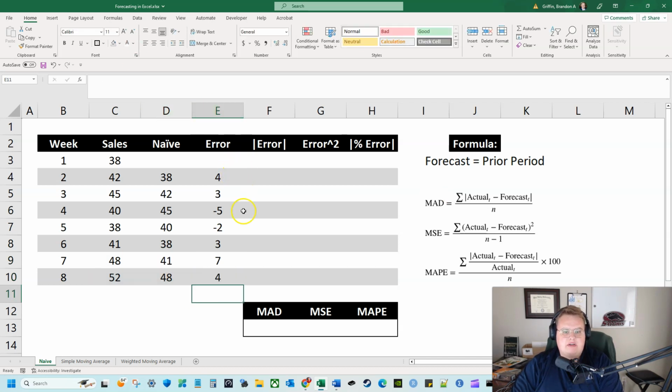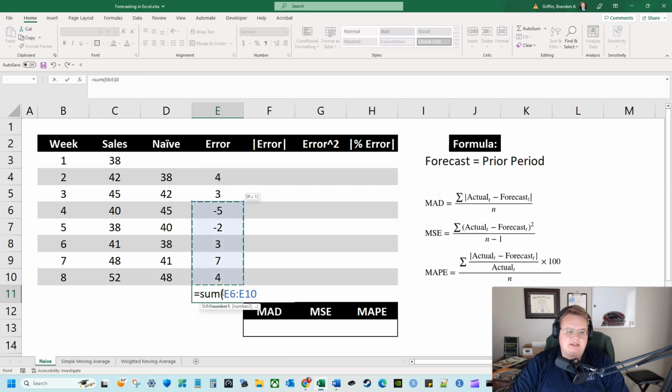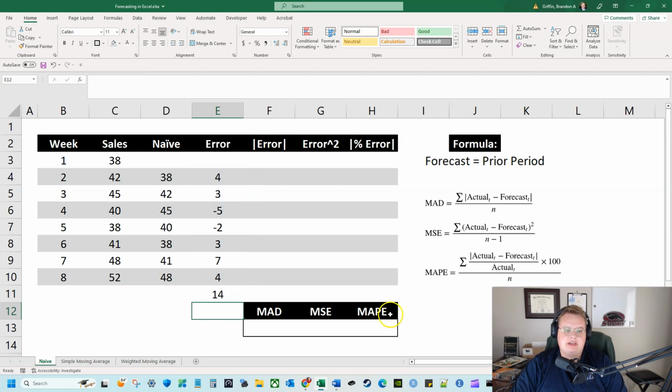So we have all of our errors here, but we need to make some changes to these to be able to calculate our MAD, MSE, and MAPE. First, if we were to add up 4, 3, -5, -2, the negative numbers would partially cancel out the positive errors. So if we add this all up, I'll do equals sum, and add all of these up. It says that my error was 14, but in reality, we were actually 5 away from our forecast, but because it was negative, it throws off our estimate.